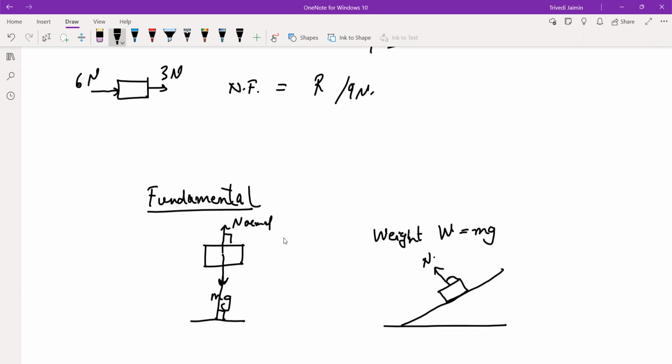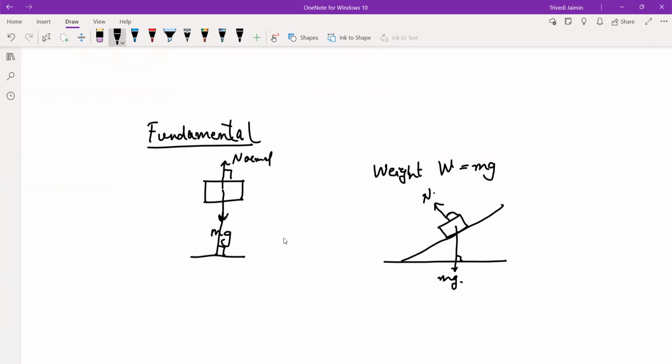And what about weight, mg? It will be straight to the ground, to the Earth's core. It will be directed towards the Earth. That is mg. Whenever you get diagrams this way, always split the forces into normal and mg. Remember this one, it will be very helpful for your 11th standard also, if you're choosing the science stream.